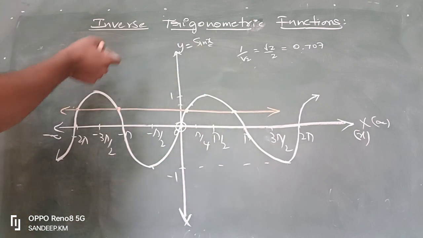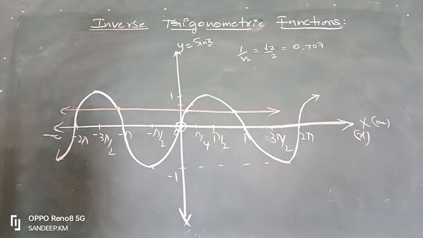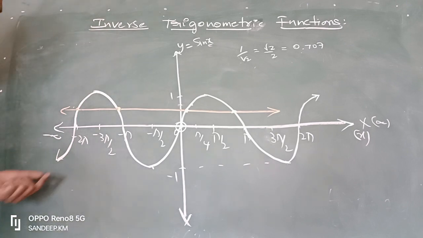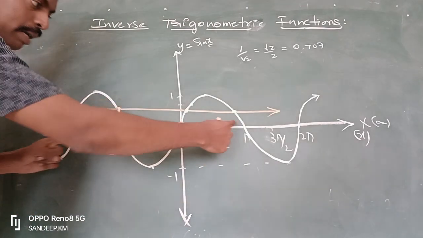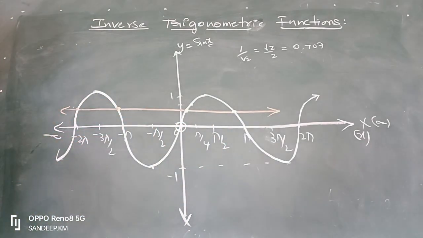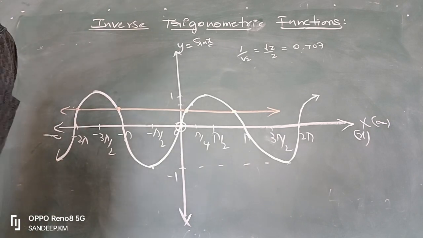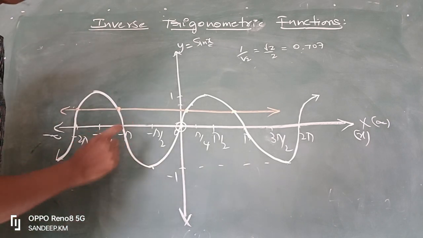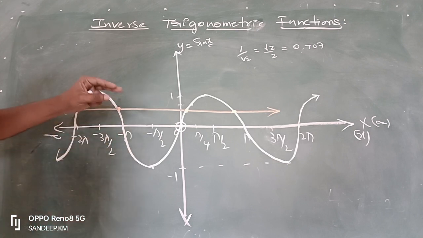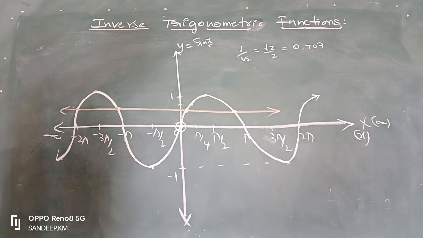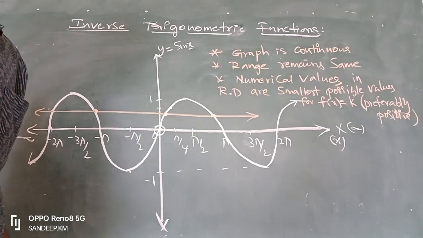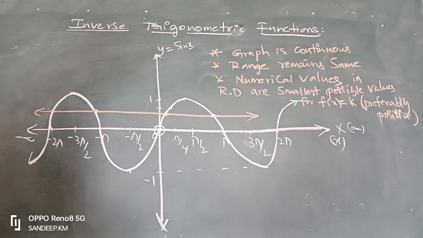But what if I restrict the domain? Restrict the domain means I will not take the inputs from minus infinity to plus infinity. I will restrict the domain between two inputs. How do I restrict the domain? Please observe here. Three conditions are to be satisfied to take the restricted domain to make a function 1-1. What are the three conditions that we will keep in mind while choosing the restricted domain?